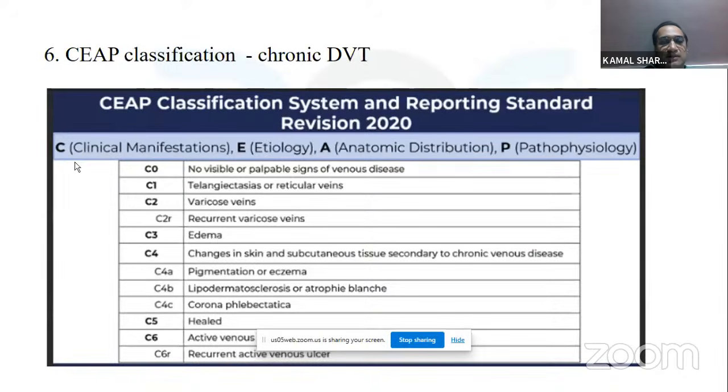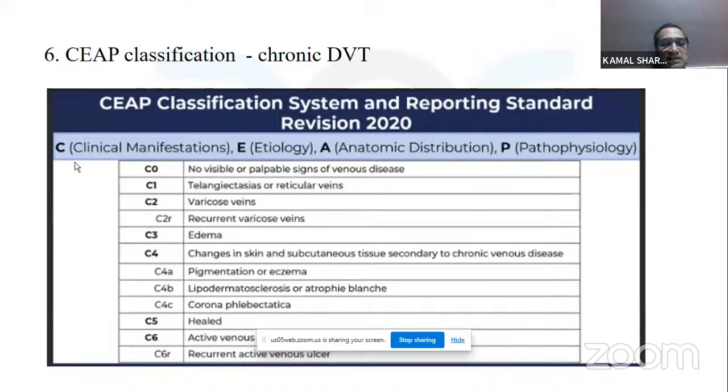This, I think, is one of the tables which we have already covered in our diagram, table, flowchart revision from Harrison. The videos are there. You can go through, and I hope you looked into that. CEAP classification is one of those tables from Harrison, which talks about C for clinical manifestation, E for etiology, A for anatomic distribution, and P for pathophysiology.